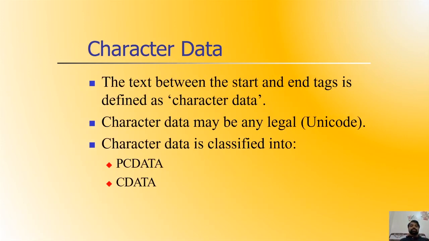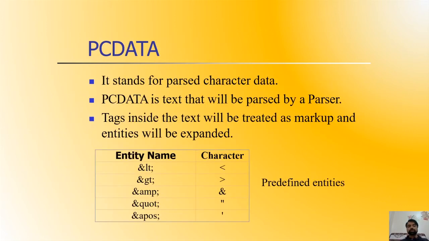Now the data can be character data or different types. The text between the start and end tag is defined as character data. The character data may be legal Unicode. Character data is defined into two types, the PCDATA and the CDATA. PCDATA means parsed character data. Parsed character data is the text that will be parsed by the parser. It needs parsing.